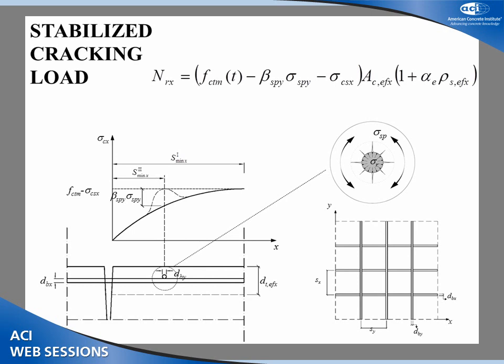The first equation is the stabilized cracking load. One parameter that's introduced here is splitting stresses. In a two-way element, because we have a web of orthogonal reinforcements, the transverse reinforcement can contribute to the stresses through splitting stresses. These are splitting stresses caused by radial bond stresses. So we have to have an idea of how much this stress is.